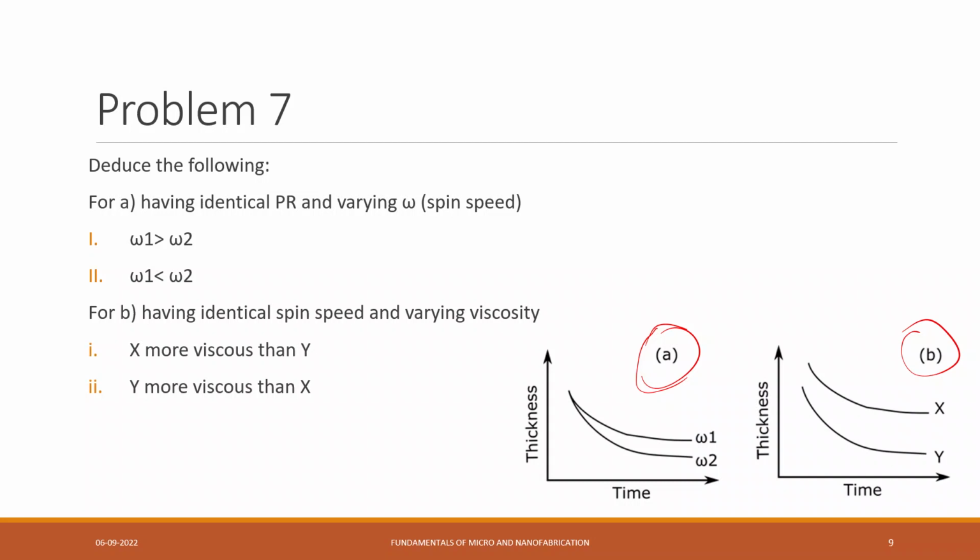This depends on the thickness versus time graph, and both graphs are thickness and time. Taking the first one, we have to guess which one is the faster spin speed and which the lower spin speed by looking at the graph. Here we have identical photoresist, so the material properties will be the same. The only difference is that we are using different spin speeds. Let's solve the first one first. Just type whatever you feel is the correct one.